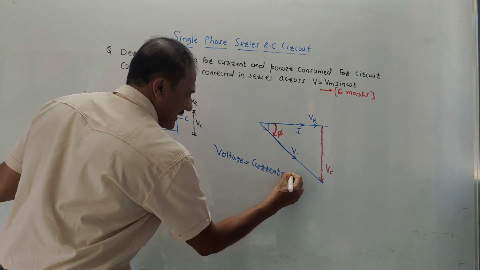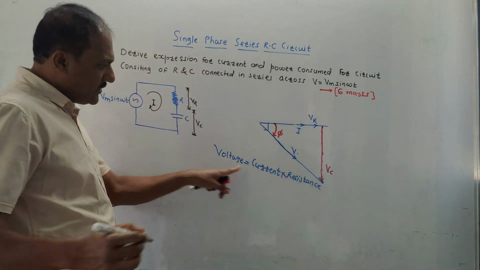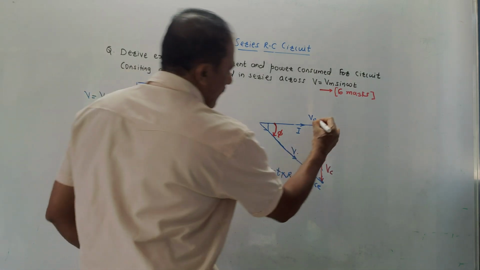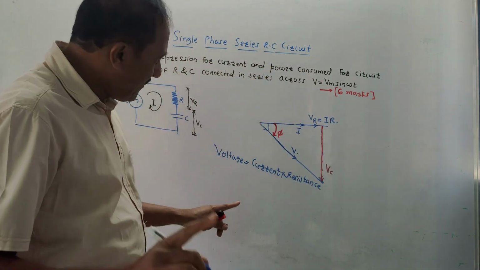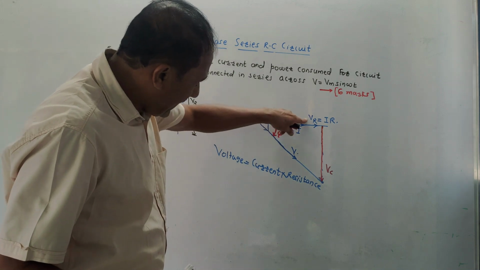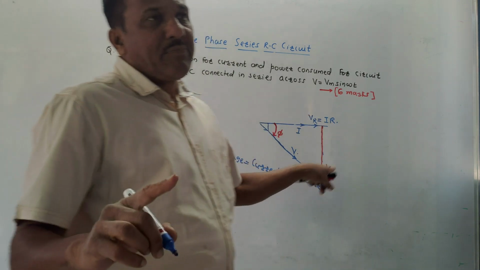So this is the basic equation. Current into resistance, which we know that V is equal to I into R. So VR can be written as I into R. Same technique. This VR is current into resistance. VC is voltage across capacitor.